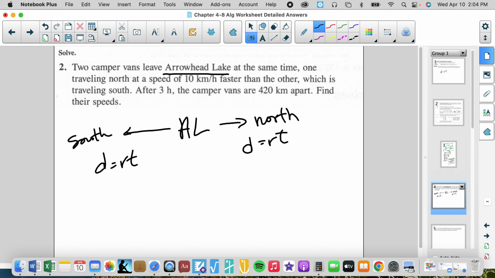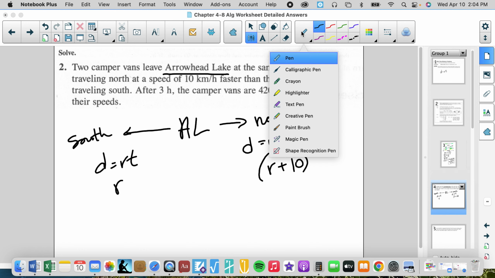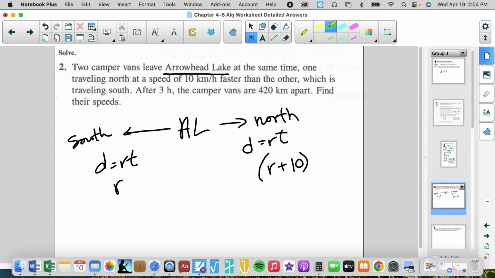The rate of speed: the camper traveling north is 10 kilometers faster than the other. So this is going to be R. The north is going to be R plus 10. That is the rate of speed. Traveling north, that is faster than the other. So north is traveling 10 faster. I don't know how fast the south is.